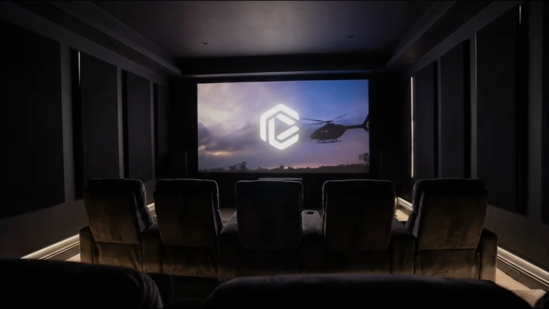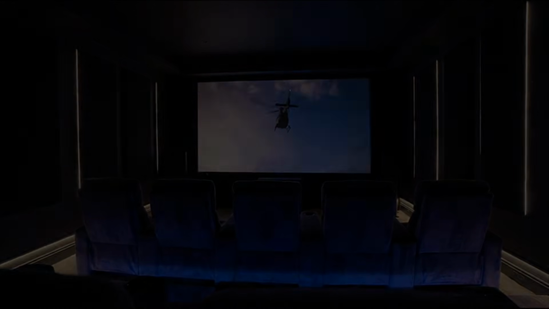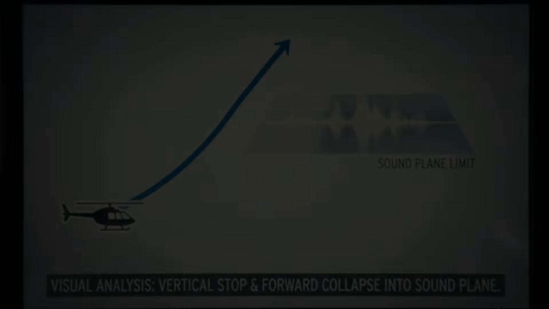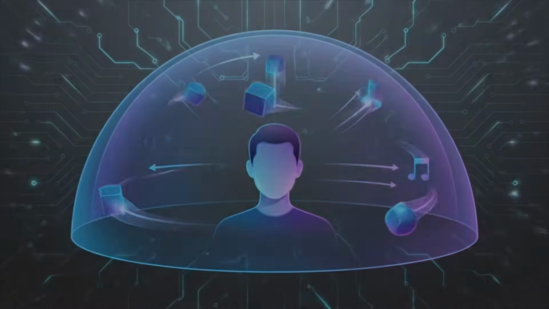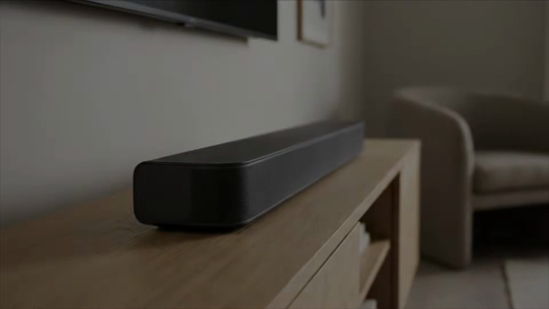Imagine this. The lights dim, the studio logo fades in, a helicopter lifts off the screen and is supposed to rise above you, but it does not. Instead of height, you hear forward sound. Instead of immersion, you hear volume. You bought a Dolby Atmos soundbar for three-dimensional audio, for movement, for space, for realism. But what if your system is underperforming because of one small mistake almost everyone makes?